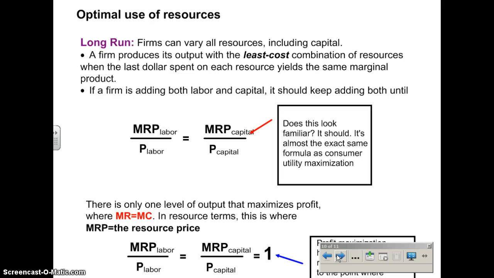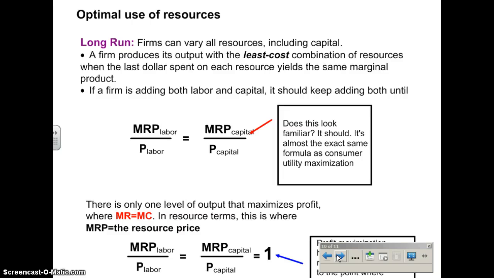All right, two more things. One is resource optimization. In the long run, firms can vary all of their resources, including capital. A firm will want to produce its output with the least cost combination of resources, which will happen when the last dollar spent on each resource yields the same marginal product. If the firm is adding both labor and capital, it should keep adding both until the marginal revenue product of labor divided by the price of labor equals the marginal revenue product of capital divided by the price.